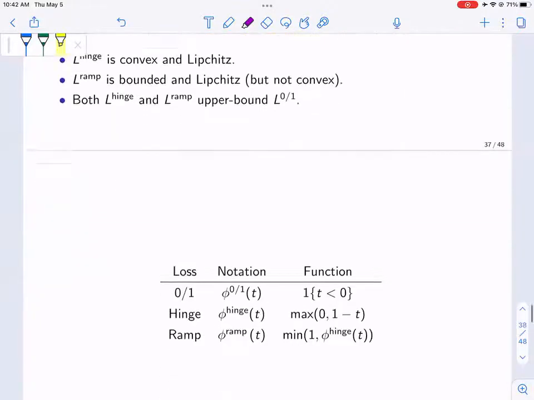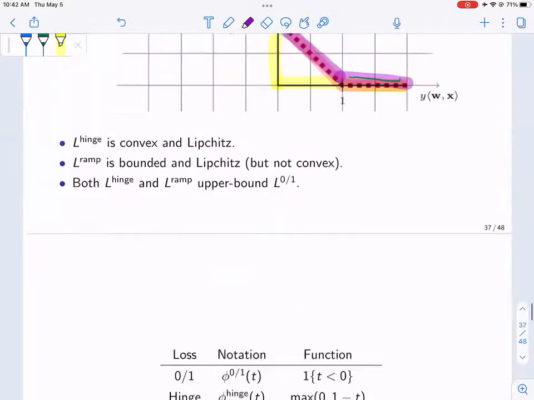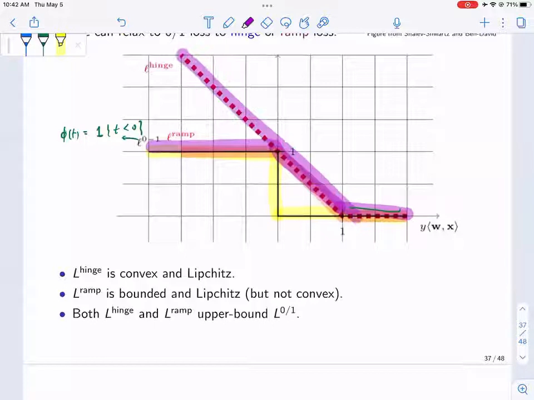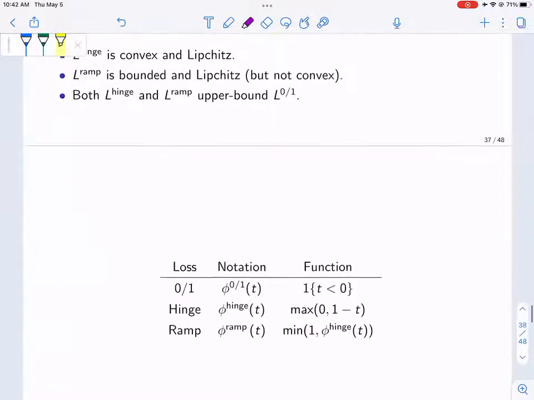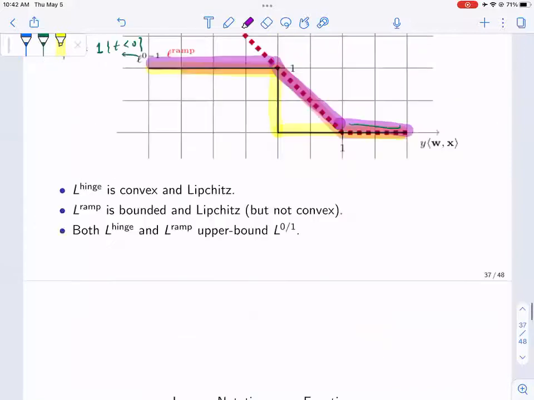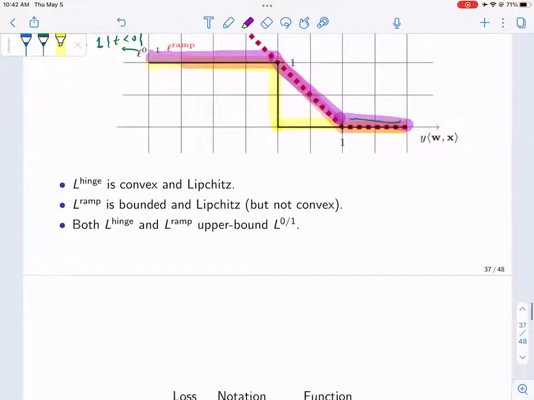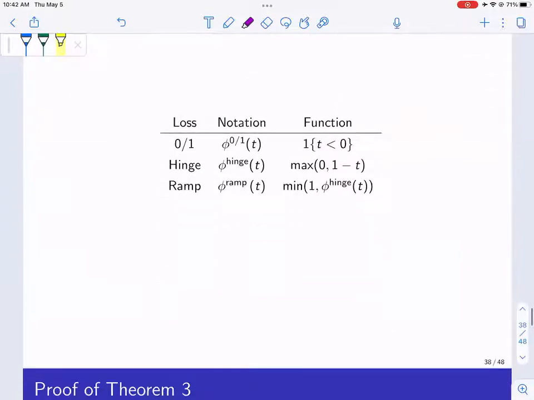Both are upper bounds on L0 and 1. So the hinge loss is like the maximum of 0 and 1 minus t. Right? So this line is 1 minus t. And then when you hit 0, you take that, and the ramp loss is just the minimum of 1 and the hinge loss. So you follow the hinge loss until you hit 1, and then you cap it at 1. Those are the functions.